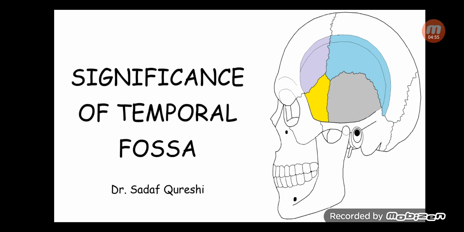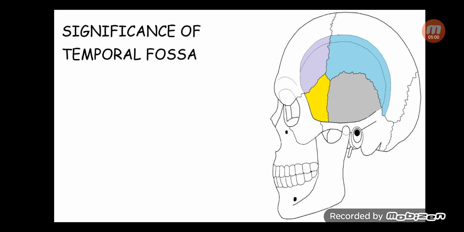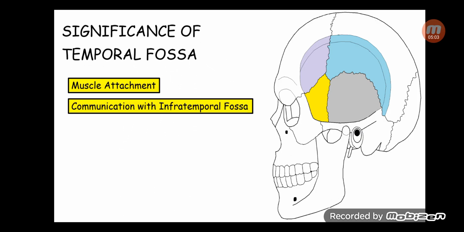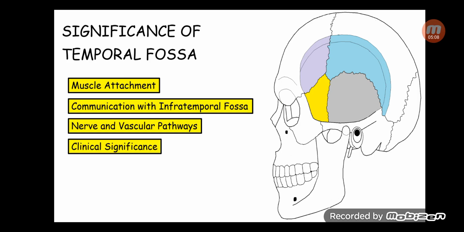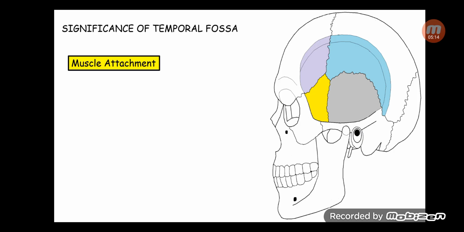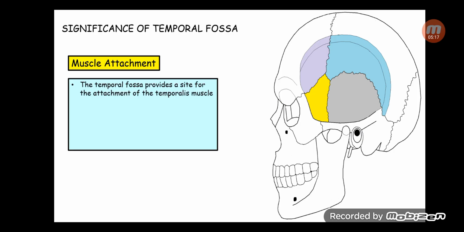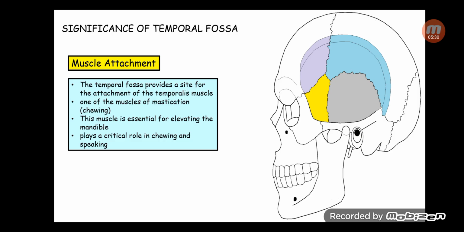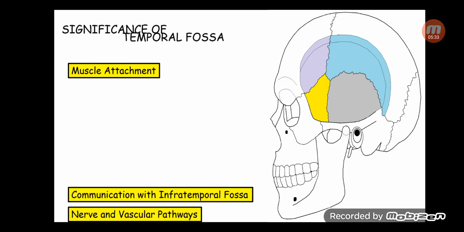Now we will talk about the clinical significance of the temporal fossa. The clinical significance involves muscle attachment, communication with the infratemporal fossa, nerve and vascular pathways, and other clinical and pathological considerations. First, we will talk about muscle attachment. The temporal fossa provides a site for the attachment of the temporalis muscle. That muscle is used for chewing and is considered one of the muscles of mastication. This muscle is essential for elevating the mandible and plays a critical role in chewing and speaking.